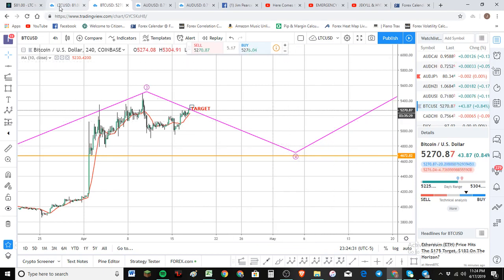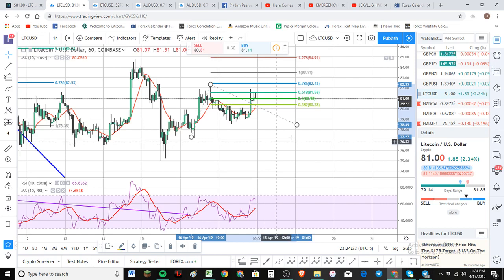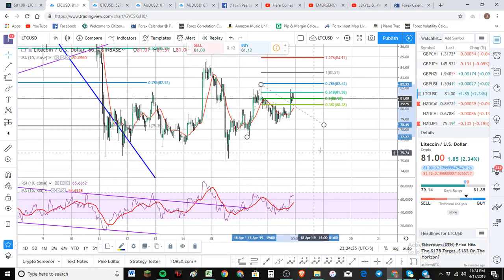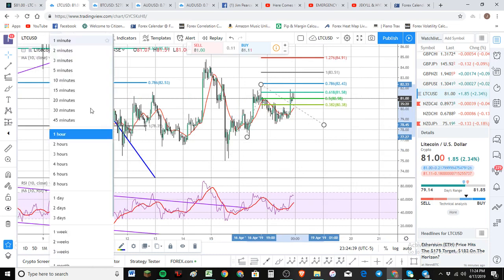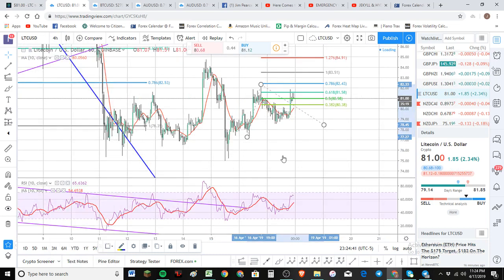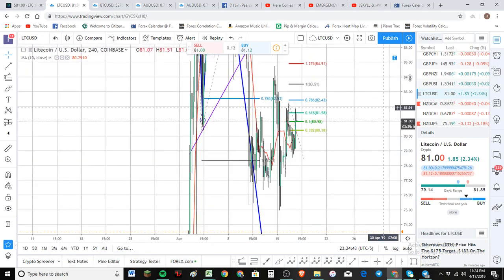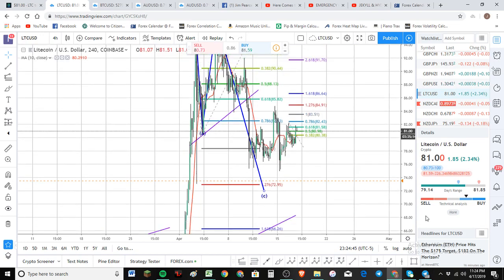Let's take a peek at LTC and see if there's anything to see there. Here we have the same thing. I've already zoomed in here. We've got the same thing going on. Let me go back out here to the 4-hour chart. I know it's awful messy, guys. But remember what we're looking at. We're looking at an ABC.